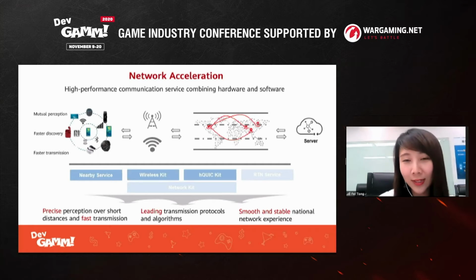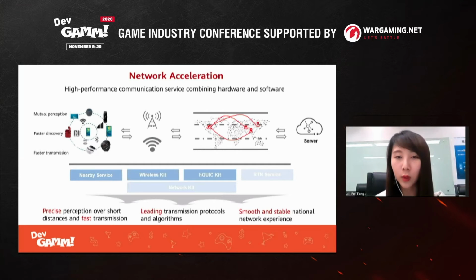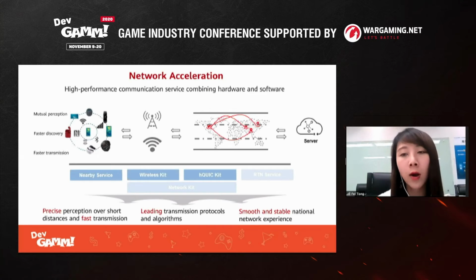In a short distance, we provide a nearby service based on Bluetooth and Wi-Fi. On the telco network, we provide a wireless kit for wireless network quality monitoring and HQuick Kit for protocol optimization. We will also provide network kit and RTN service in the future for further improvement of the network experience.